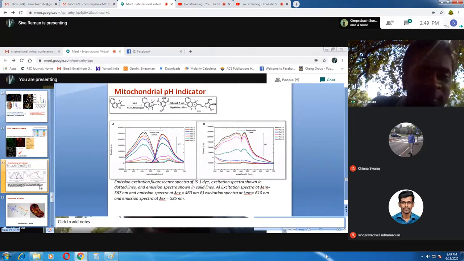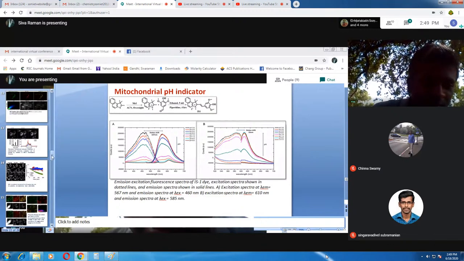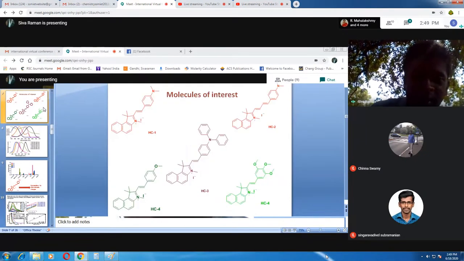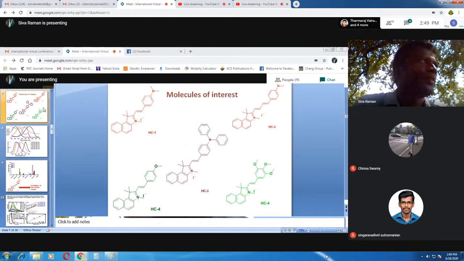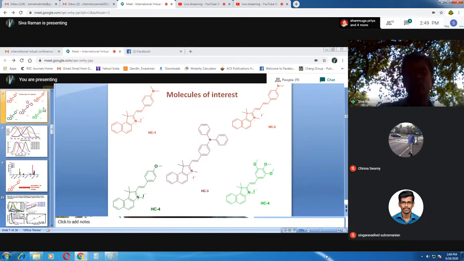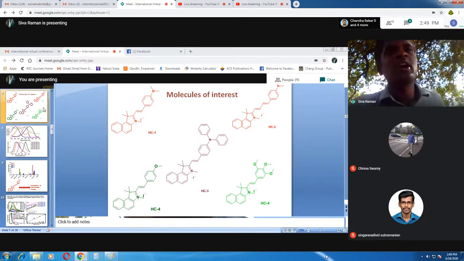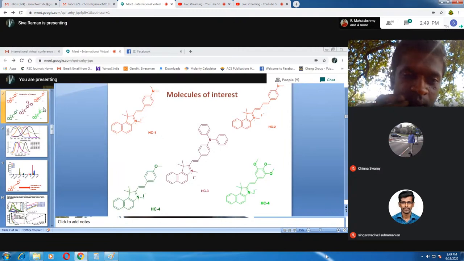Yeah, because when you are using your NAR probe for mitochondrial imaging or in stem cells, it needs to be soluble in water as well as insensitive to pH. So you didn't discuss anything about the pH. That's why. All of HC1 to HC6, which I used for the study, are pH insensitive type of molecules. How about the IC50 values?